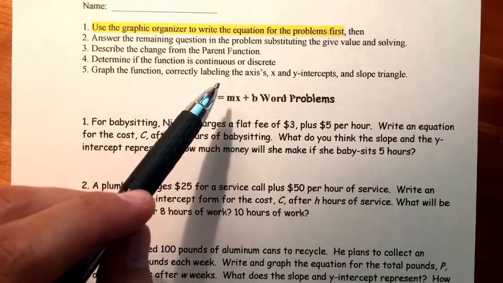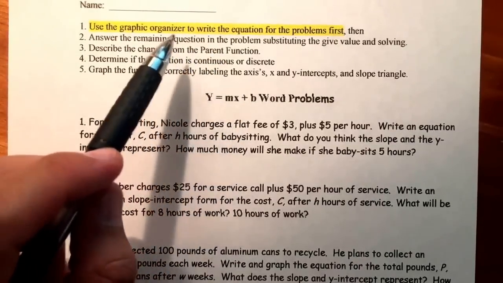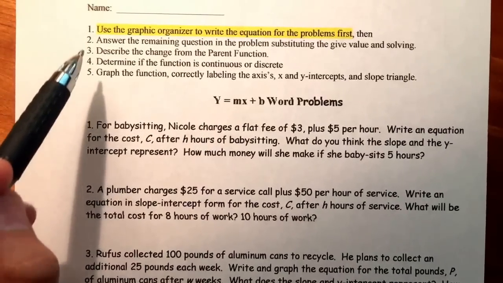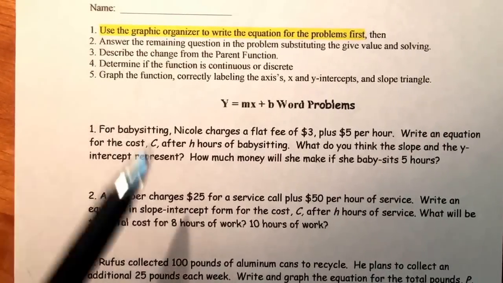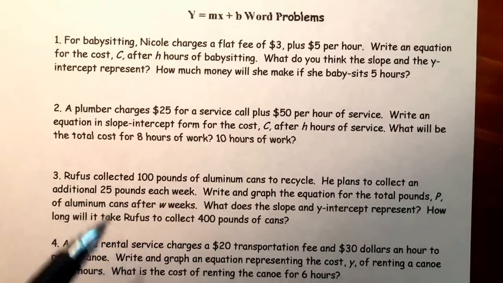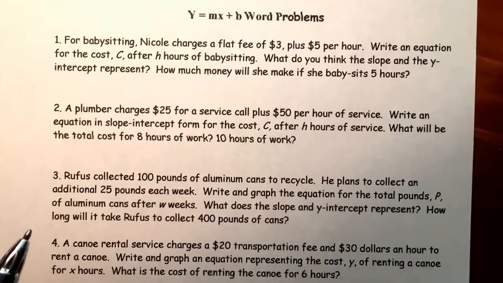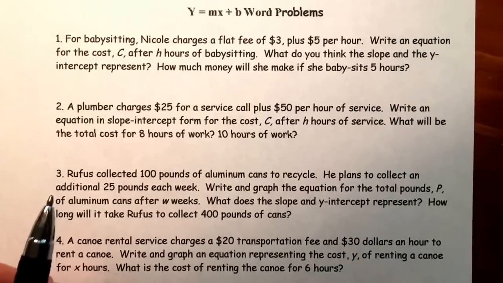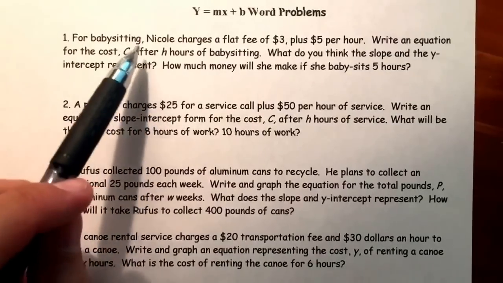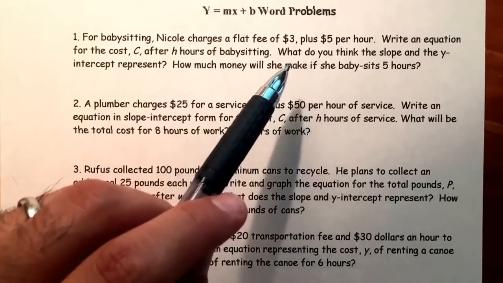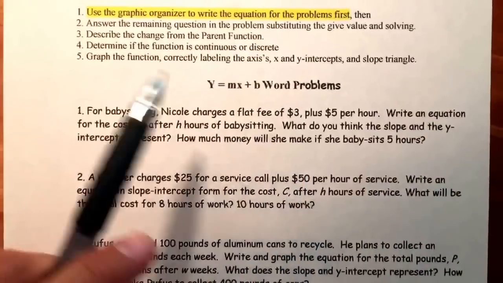So we've got about 12 word problems here. So I want us to write all the equations, and then we will come back to work steps 2 through 5. So let's take a look at our first word problem. For babysitting, Nicole charges a flat fee of $3 plus $5 per hour. Write an equation for the cost C after H hours of babysitting. Well, this part right here is the information you need to write the equation. The rest of the problem, you'll come back and you'll answer in step number 2.